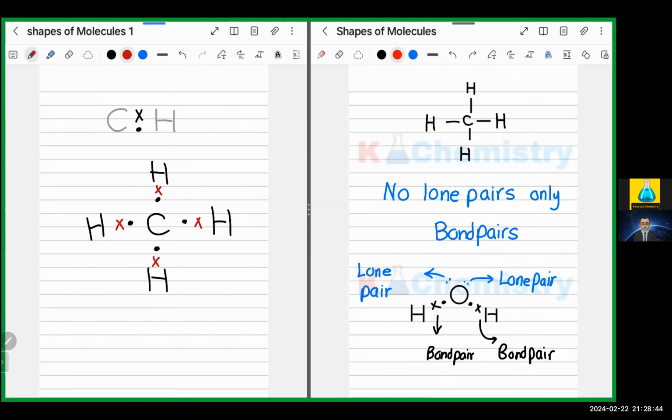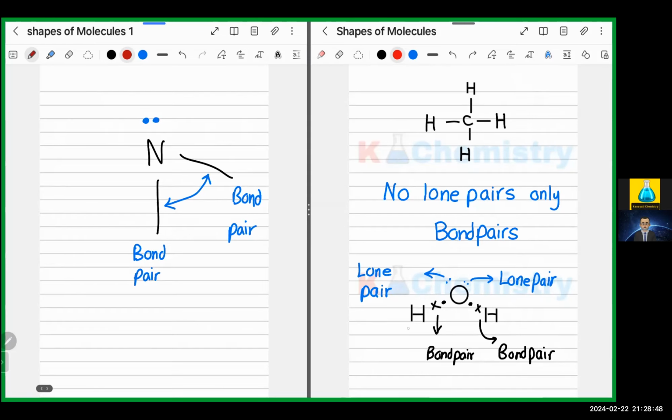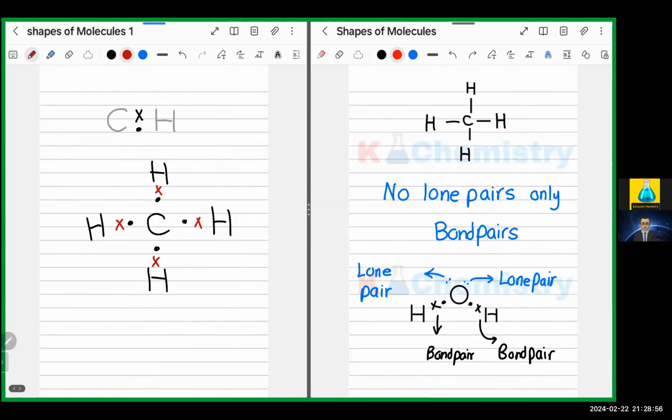While in water, I have 2 different types of electrons. I have these electrons also in ammonia. So I have lone pairs of electrons and I have bond pairs. This is oxygen. It has this one known as a lone pair, and this is a lone pair. They are not used in bonding, and the ones in black are the bond pairs.